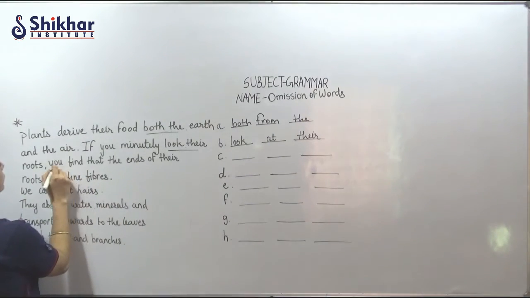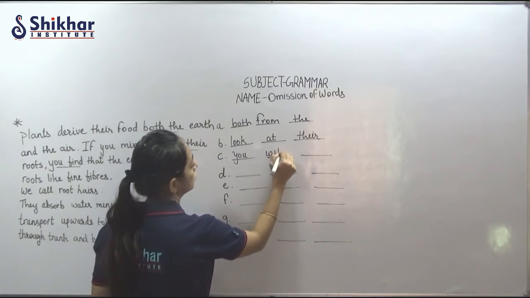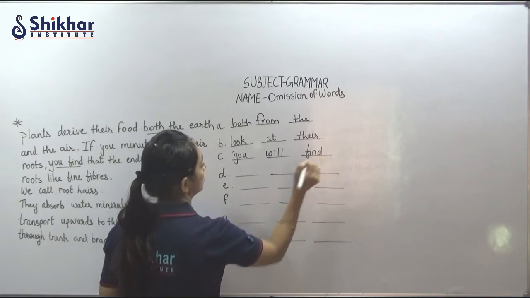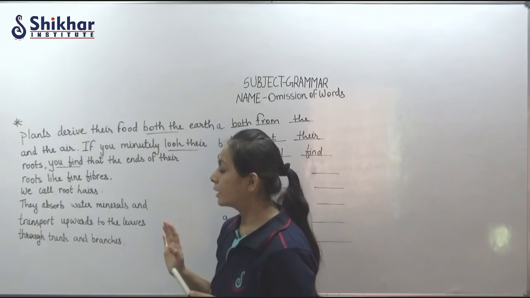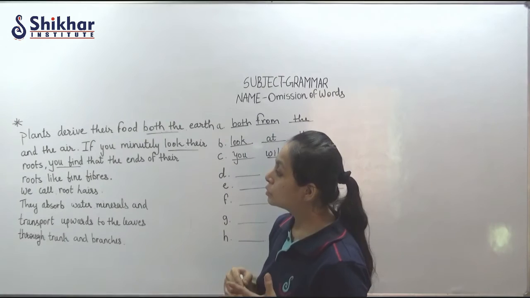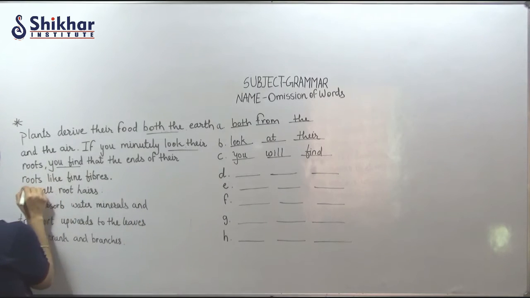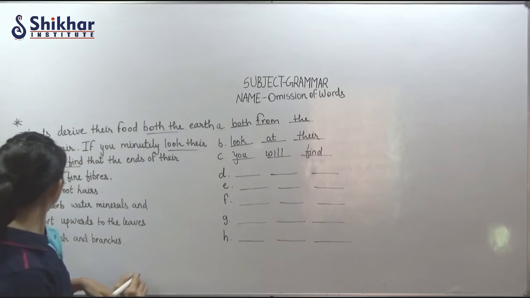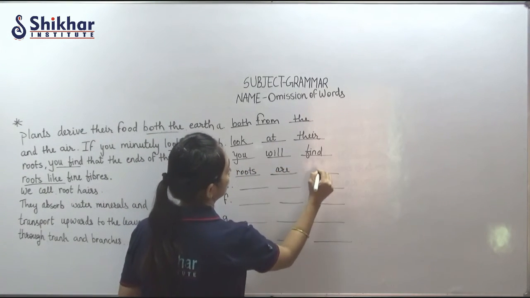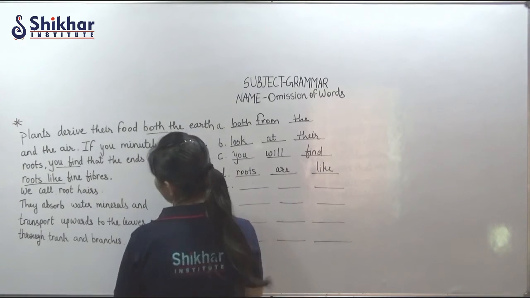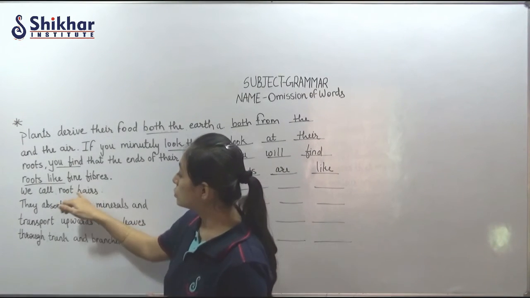The ends of their roots like fine fibers. You will find there the ends of their roots like fine fibers. Roots like fine fibers is not correct. So roots are like fine fibers, right? Then we will see, we call root hairs.